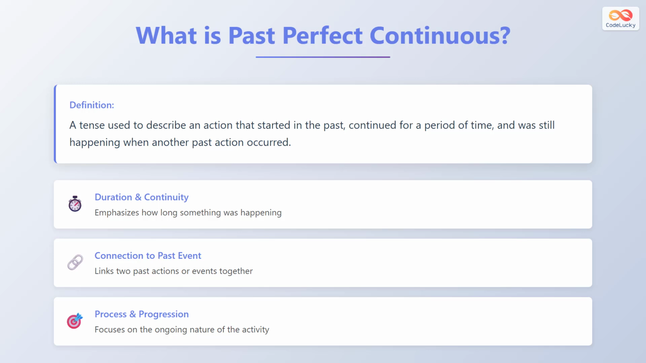The past perfect continuous is a tense that emphasizes duration. It describes an action that was ongoing in the past before something else happened. For example, if you had been working for 3 hours and then your friend called, we use this tense to show how long you were working. It highlights the continuity and the length of time the action lasted.